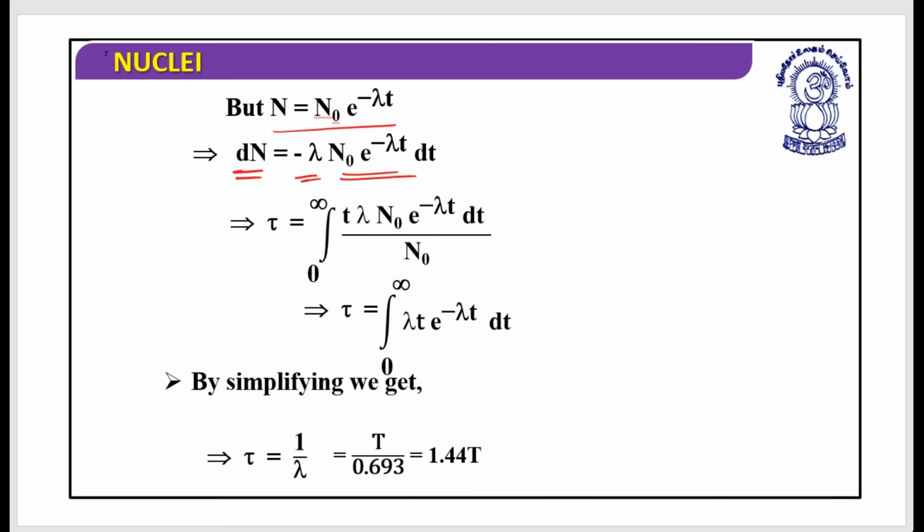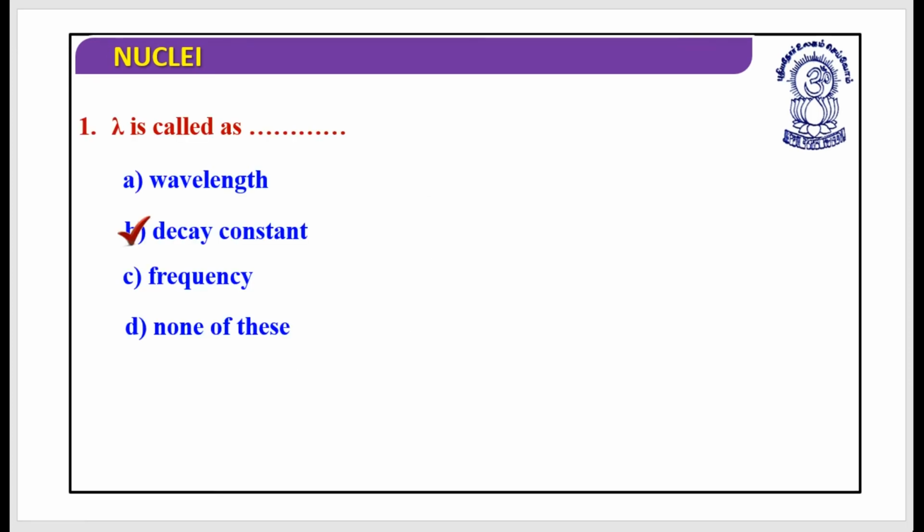If I take an average of this and simplify, we have tau equal to 1 by lambda. Or if I want to compare it with the half-life, that would be equal to 1.44 T, or we can say T divided by 0.693. I hope this is clear. Great. Let's look at certain quick questions. Lambda is the decay constant.